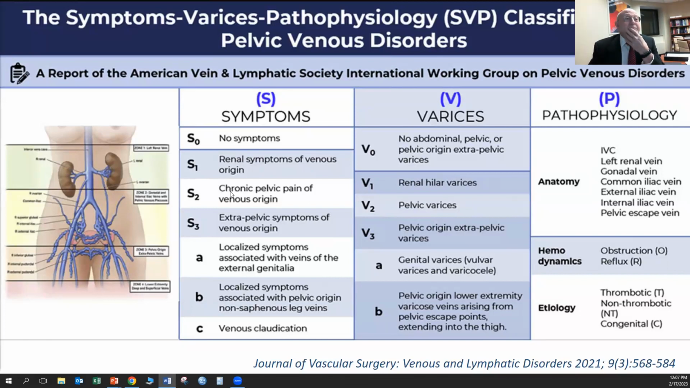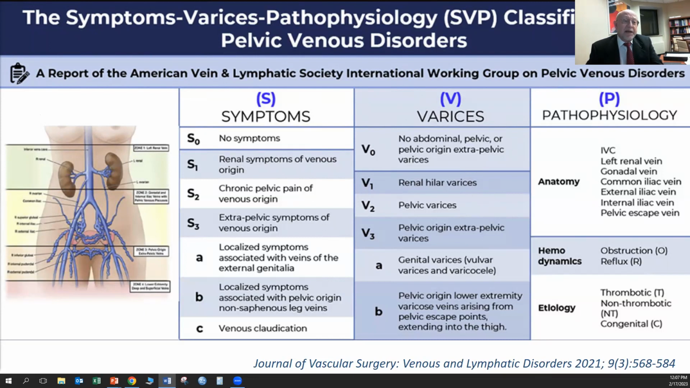Although the system may appear complicated, it's actually quite easy to use. All you have to do is assign each of 3 domains to the anatomical zone of the likely origin. So flank pain points to the possible involvement of the renal reservoir and should be denoted as S1, pelvic pain as S2, and extrapelvic symptoms as S3. Varices identified by clinical examination or by imaging follow the same system of notation.